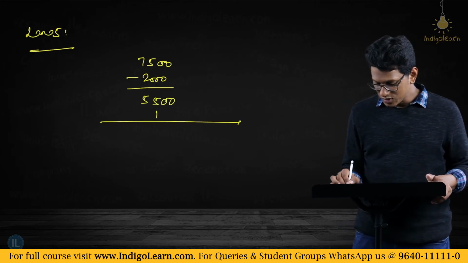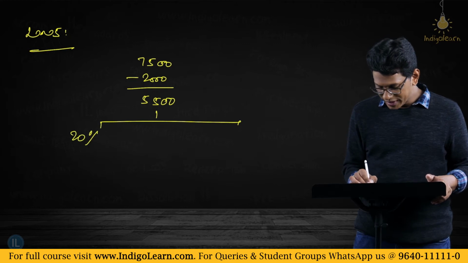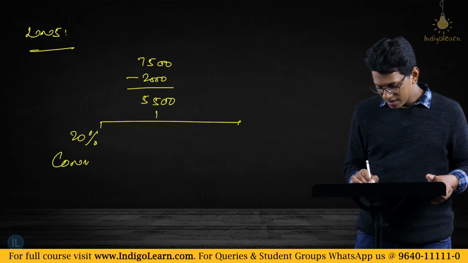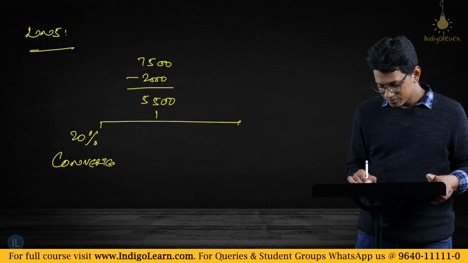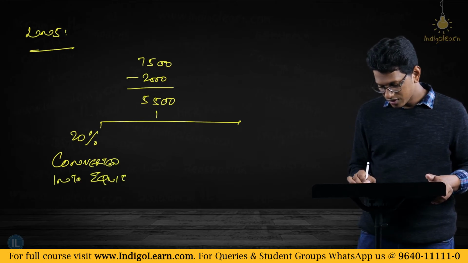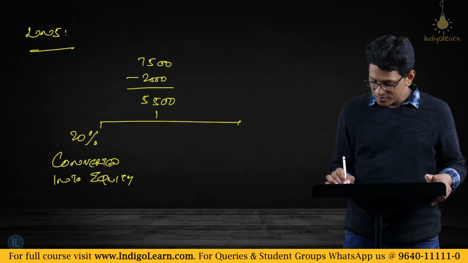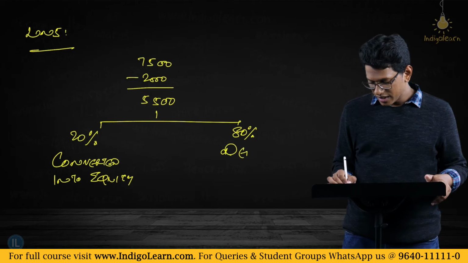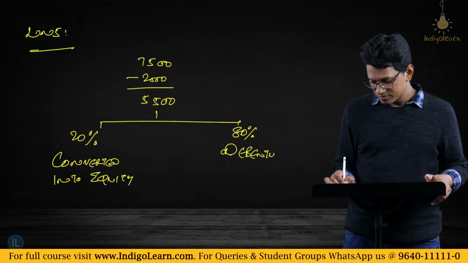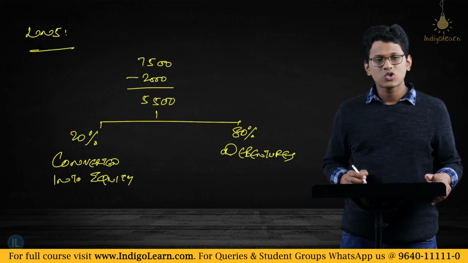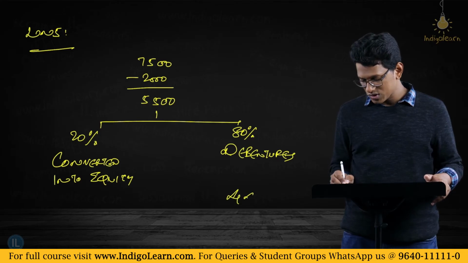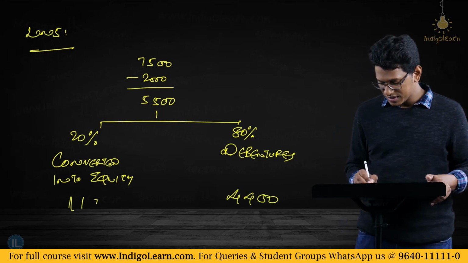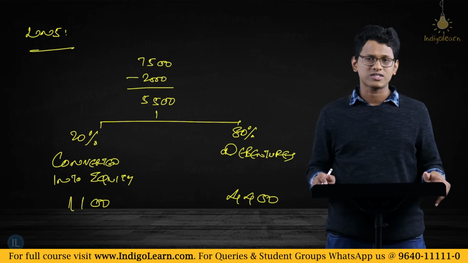Right. Now, 20% converted into equity shares, 80% continuing as debentures only. So 80% is 4,400 debentures, 20% is 1,100 debentures.